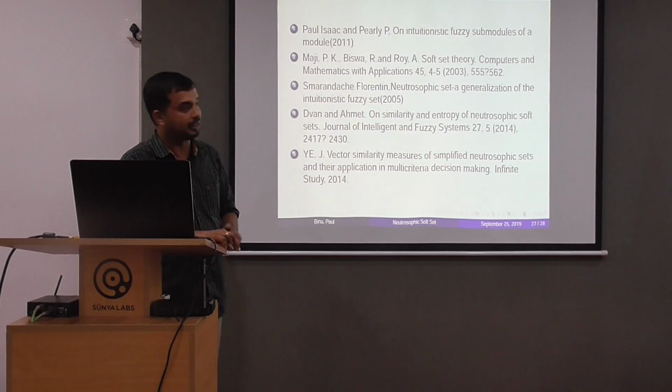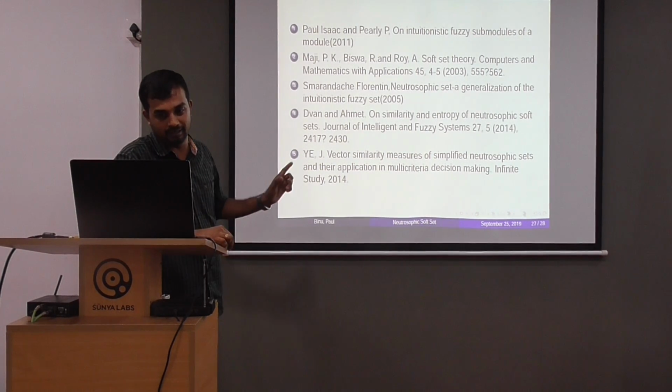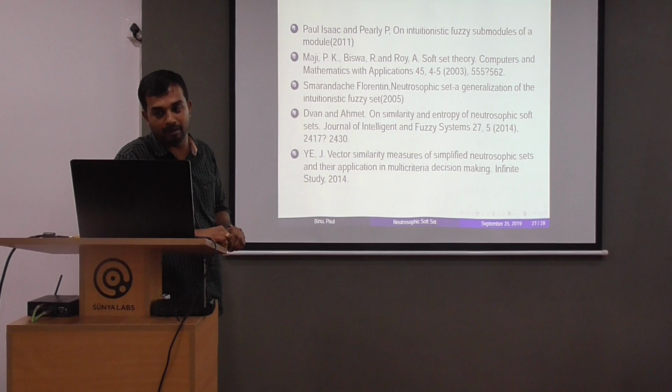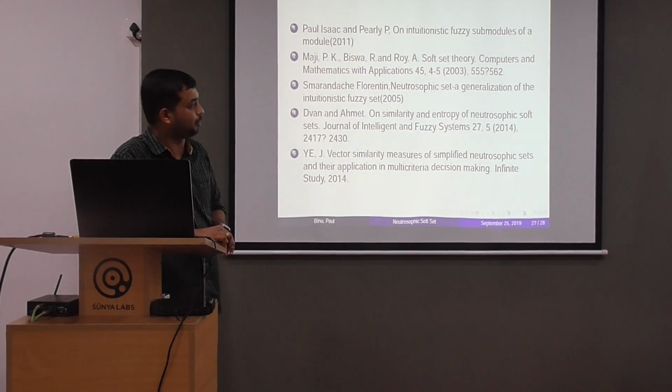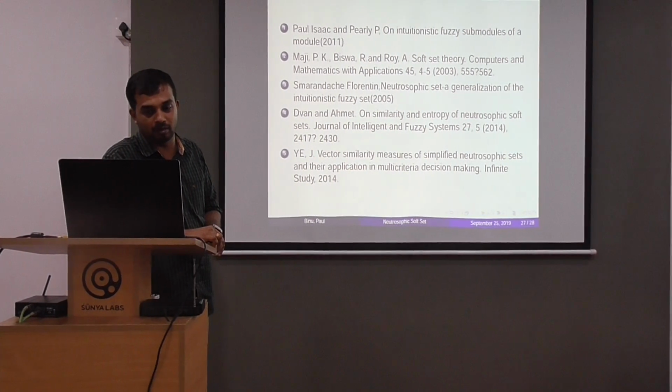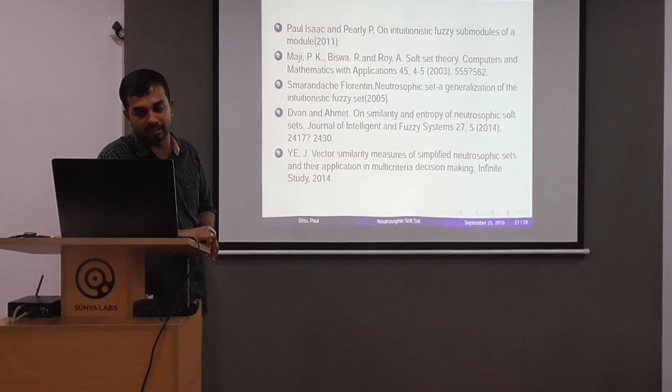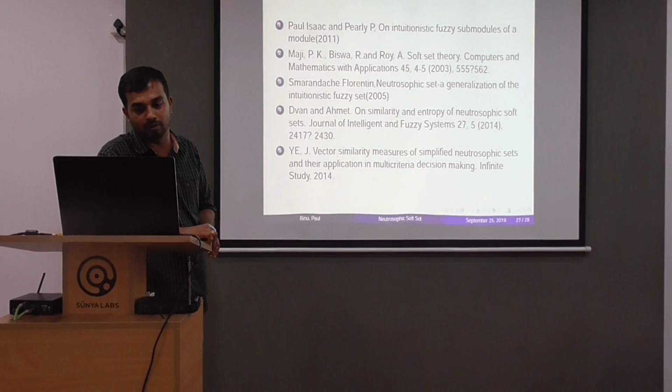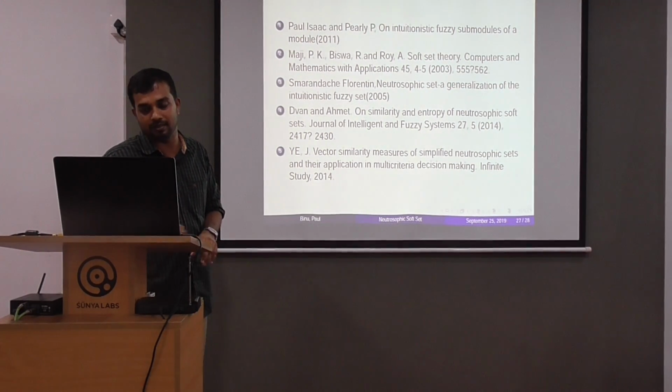Next, the references are like this. The first one, Paul Isaac and Pearly P on intuitionistic fuzzy submodules of module. The second, Maji and P.K. Biswas. The last one, vector similarity measure of simplified neutrosophic sets and their applications.